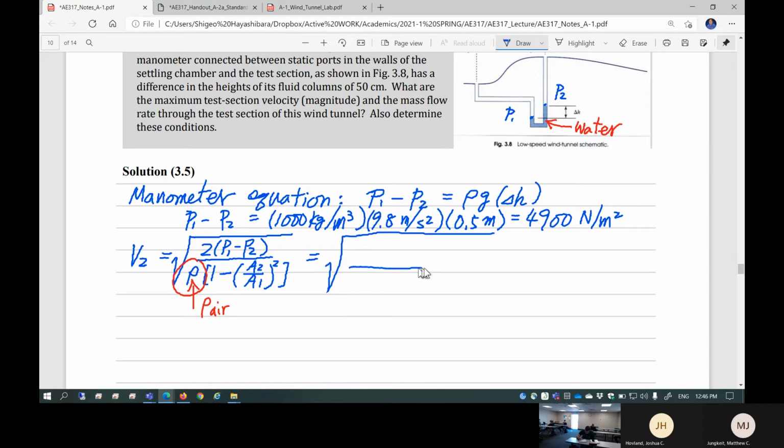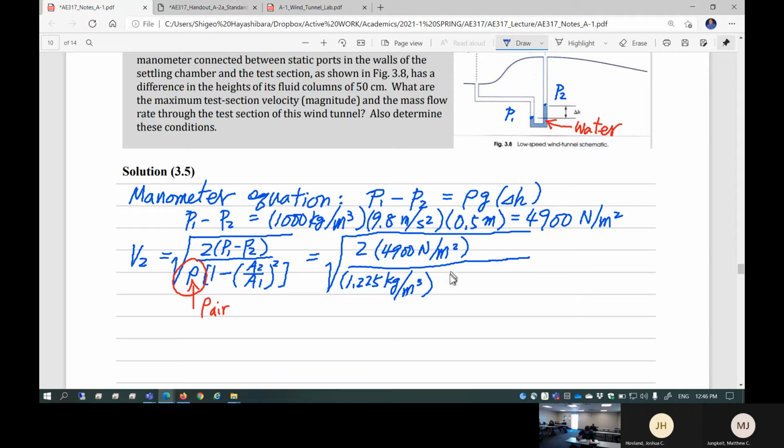Okay, anyways. So this is 2 times P1 minus P2, 4,900 Newton per meter square. Density is the density of air, let's assume standard sea level, but what's the density of air at standard sea level in SI units? Do you guys know that? I know that. It's 1.225 kilogram per cubic meter. I actually use this quite often in this class. I kind of memorized it.